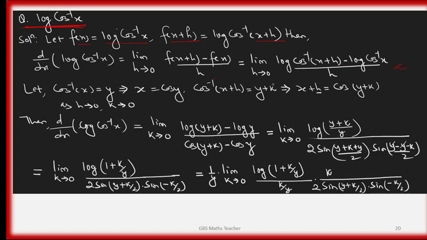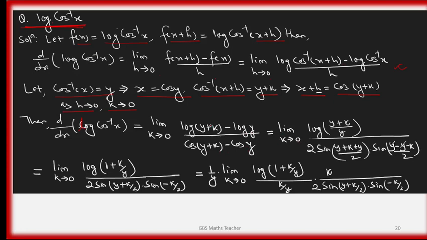This part is completed. Now we suppose cos inverse x equal to y, so x is cos y. Similarly, cos inverse of x plus h is y plus k. That implies x plus h equals cos of y plus k, where h tends to 0 and k tends to 0. Now the derivative of log cos inverse x equals limit k tends to 0 of log y plus k minus log y, by cos of y plus k minus cos y.